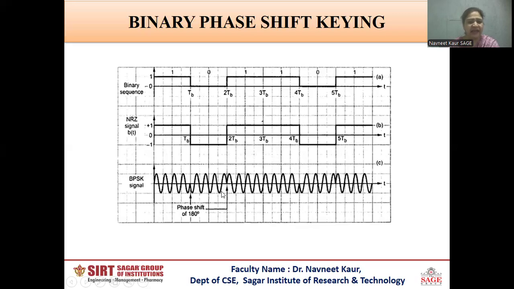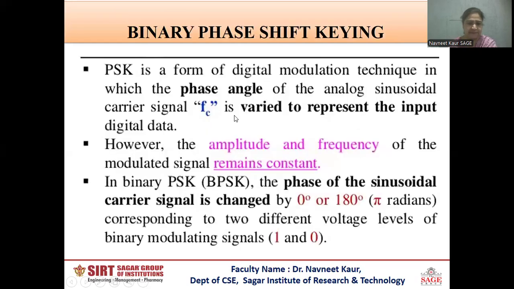That means the carrier shows a phase shift of 180 degrees whenever there is a change in the level of the digital message signal. So this process is known as binary phase shift keying. The word binary is used because the message signal has only two levels. Two means binary. So this is known as binary phase shift keying.